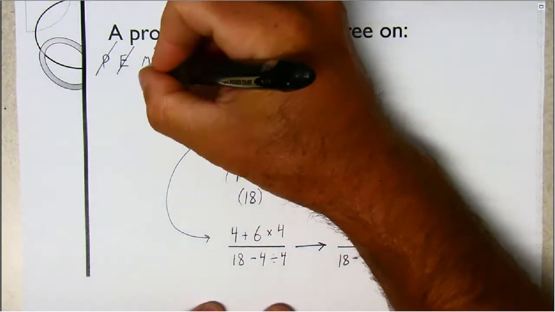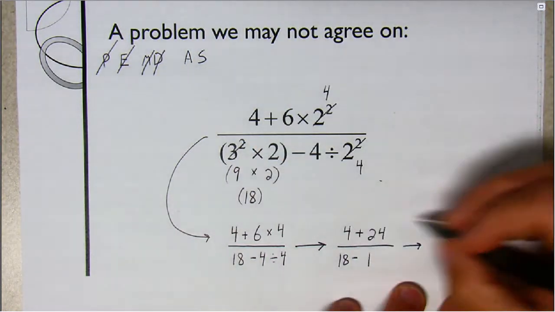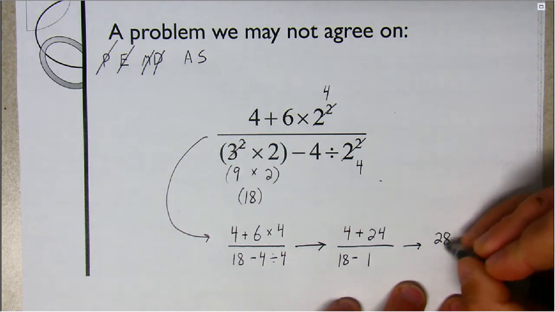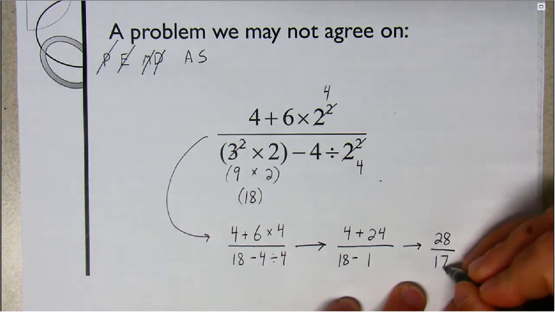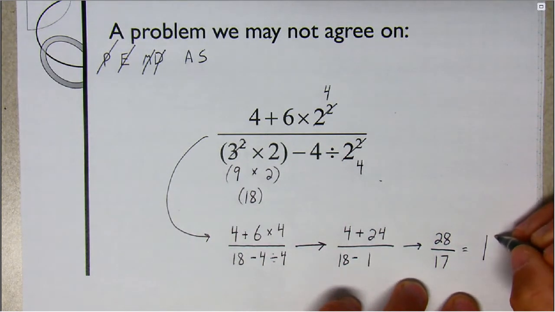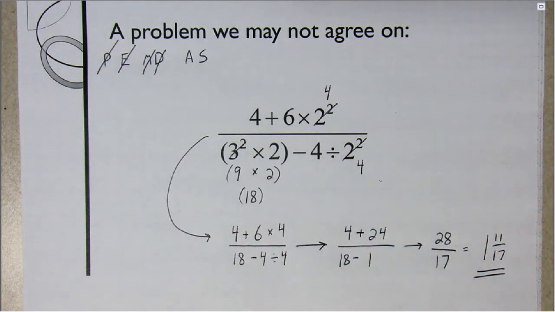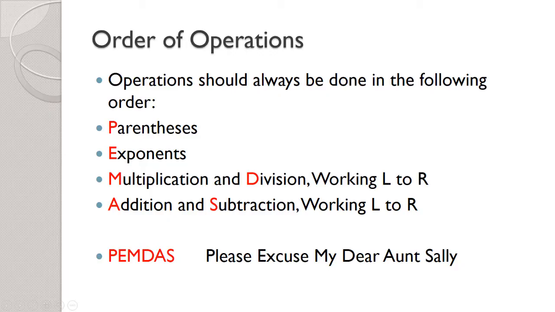And now finally we've done all the multiplication and division. We're going to do the addition and subtraction to finish this up. 4 plus 24 is 28 over 18 minus 1 is 17. The value of this fraction is 28/17, or in other words, 1 and 11/17, and we've got the value of the fraction. Okay, so we're going to do just a few more examples, but keep in mind we're just focusing on PEMDAS, always following that order, and we should always get the same consistent results. Let's do a couple more examples.